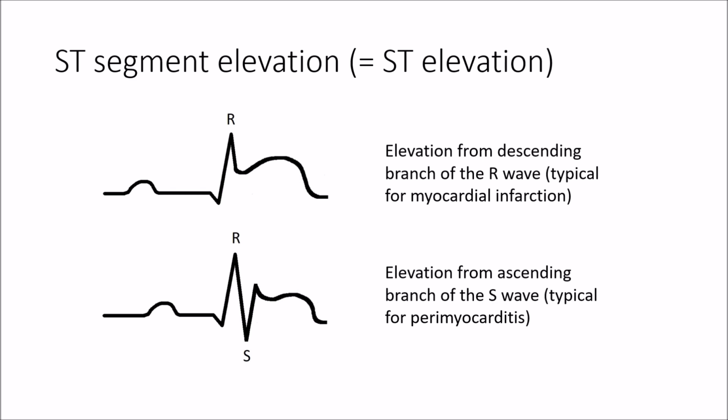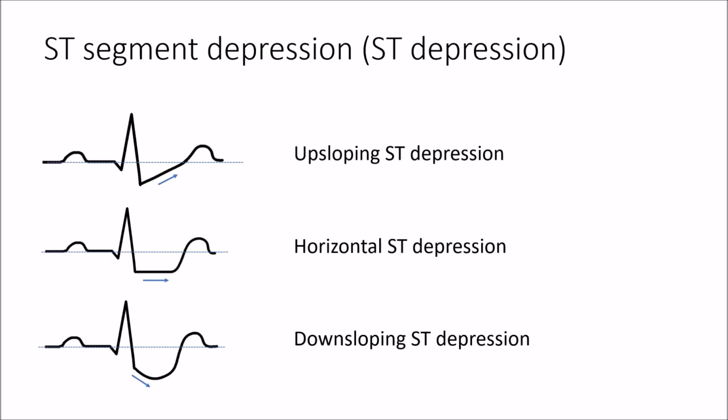Either the elevation happens from the descending branch of the R wave or from the ascending branch of the S wave. The former is typical for a heart attack. The second is more typical of paramyocarditis, that is an inflammation of the pericardium with involvement of the superficial layers of the heart. The ST segment can also run below the isoelectric line.